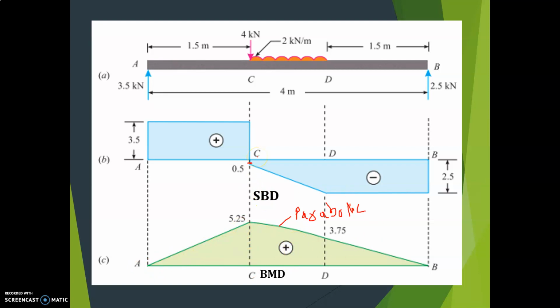Now, where is the maximum bending moment? Where shear force changes its sign, there will be maximum bending moment. See here it is minus, here it is plus. So at C, shear force changed its sign, minus to plus. So maximum bending moment will occur at C, that is equal to 5.25 kilonewton meter. So like this, you can draw SFD and BMD, and also find where the maximum bending moment is and what it is.